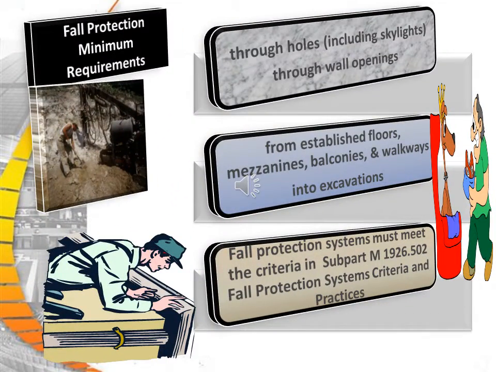Minimum fall protection is called for when there are holes, including skylights, and wall openings, from established floors, mezzanines, balconies, walkways, and excavations. Fall protection systems must meet the criteria of 1910.140, which calls for fall protection system criteria and practices.